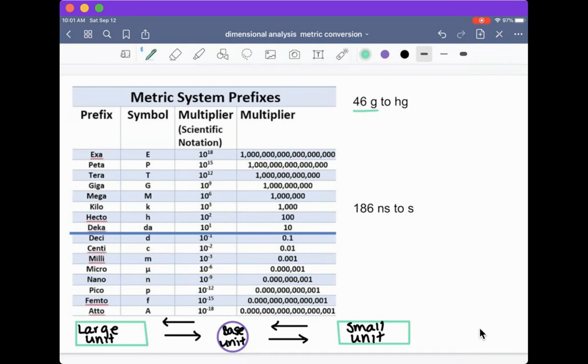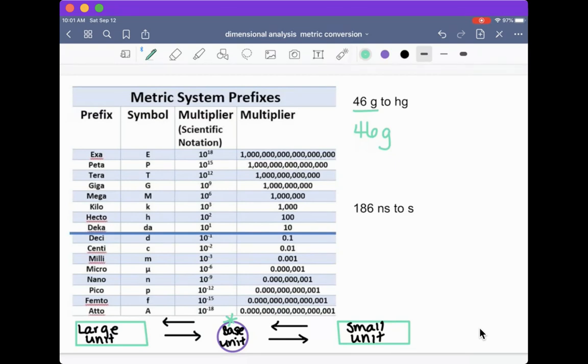Just like we did with the standard units we converted before, we're going to write down our given information. So 46 grams. Okay, so where are we starting? Well, we need to recognize that this is a base unit. This is the grams. It's very easy to recognize the base unit because notice it's only one symbol, so it only has one letter. We know it's a base unit. So we're starting at the base unit.